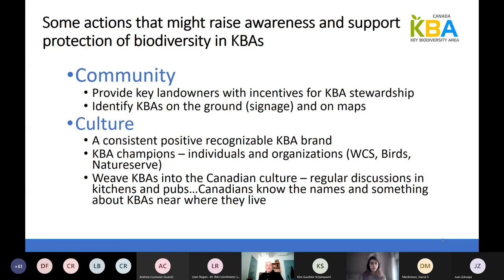In terms of the community, I've already mentioned landowners, but we could provide incentives for private landowners to acknowledge the presence and importance of the KBAs their land is associated with. I think the idea of branding and some visibility on the ground is important. We need signs and maps that show people where these things are, not just have them as abstractions on the website. Finally, a very important point, and I learned this from our work on biodiversity and species at risk, is that it takes a long time to weave a new concept or tool into Canadian culture.